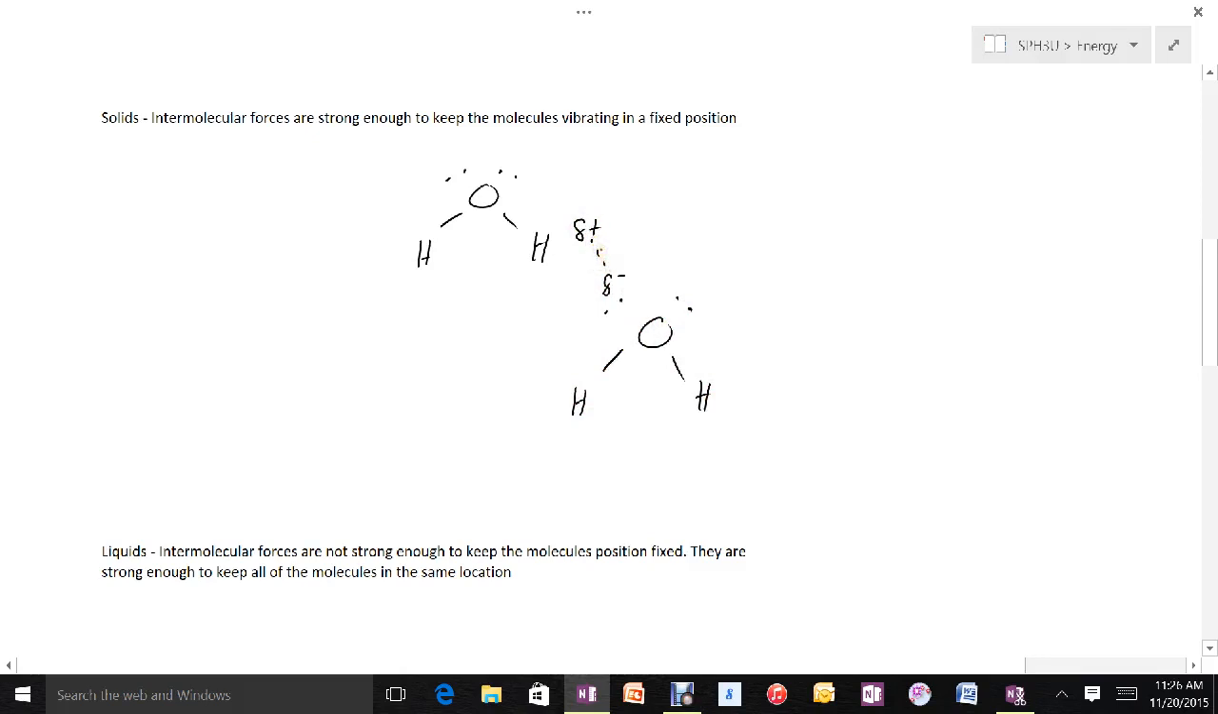This attraction is stronger than the inertia associated with the molecule's motion, and so this molecule can vibrate back and forth. Maybe it can vibrate this way and this way, back and forth and back and forth, but what it can't do is fly away over here and get away from the other materials. What that means then, since the individual molecules are fixed in position, is the overall material has a fixed shape and a fixed density.